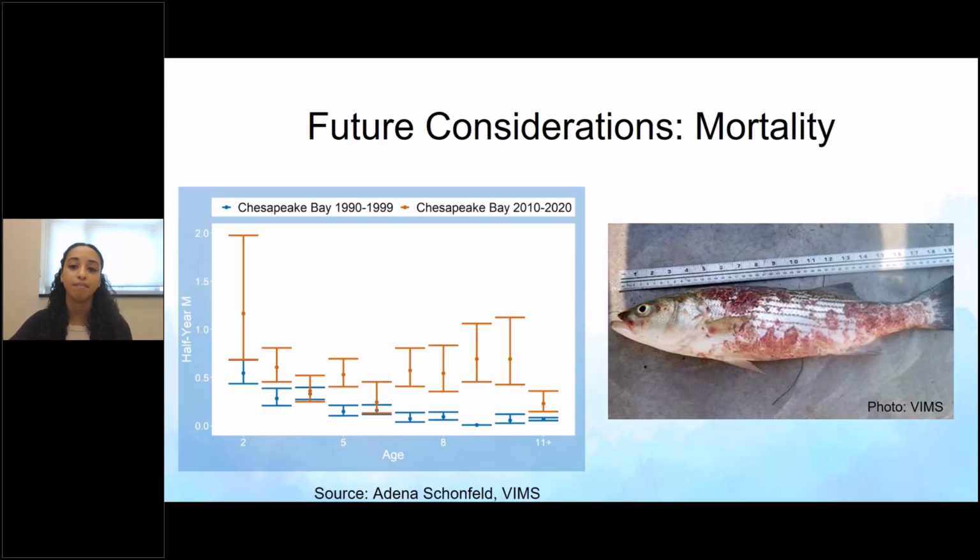And what we think is a major source of this mortality is mycobacteriosis, or myco for short. So myco is a disease that's caused by the bacteria Mycobacteria, and myco that affects striped bass was first identified in the Chesapeake Bay in 1997 and causes these skin lesions that you see here on this picture to the right. Since it's been first identified, it's become more prevalent in the Bay, and it's thought to be a major source of mortality in recent years. So something we want to consider going forward is potentially adding some sort of time-varying natural mortality into the model.